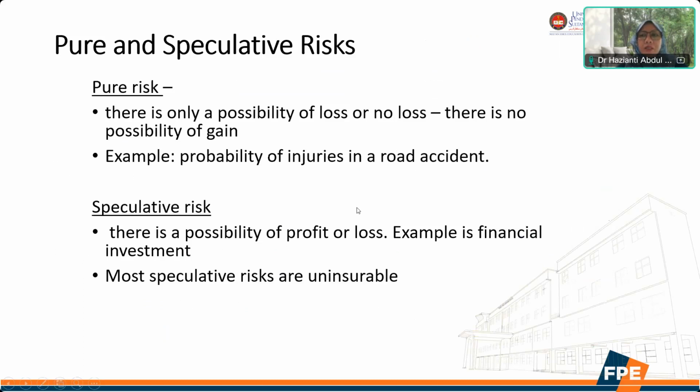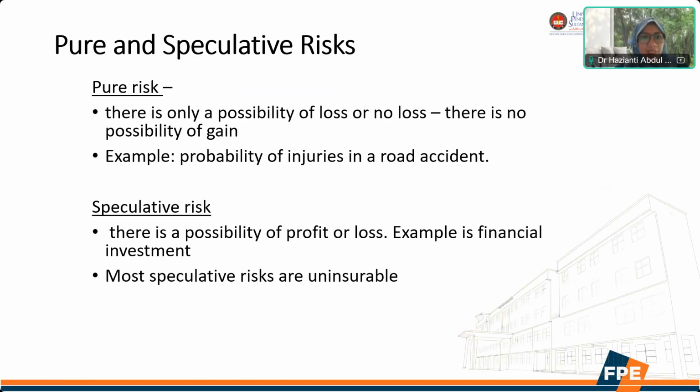Next would be pure and speculative risk. So for pure risk, you need to understand that when we talk about pure risk, there is only a possibility of loss or no loss. There is no possibility of gain. For example, the probability of injuries in a road accident. So the probability is loss or no loss. You are going to be fine or you're going to be injured. There's no way you will be prettier or more handsome because of that road accident.